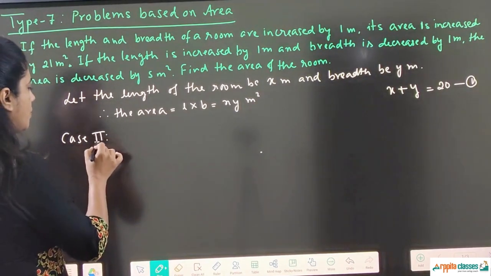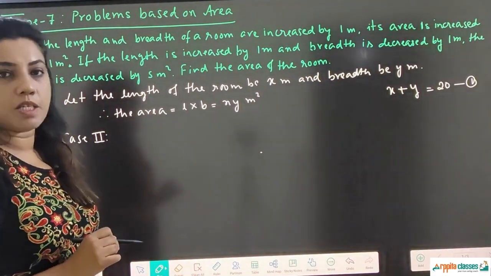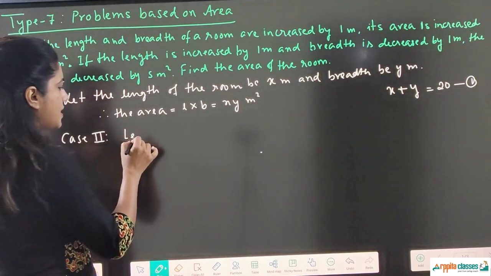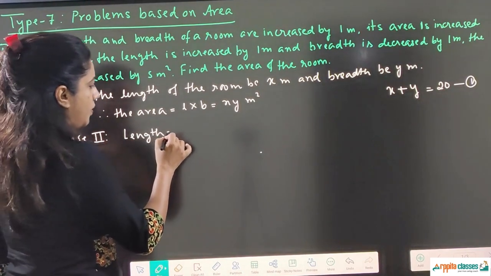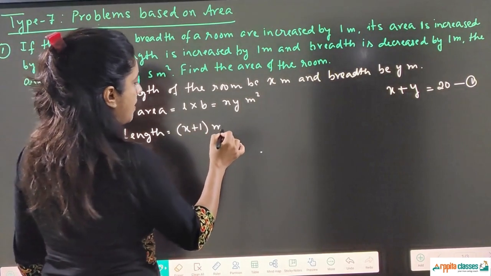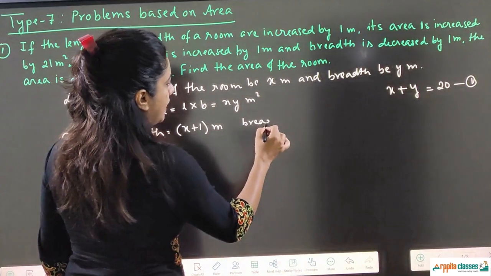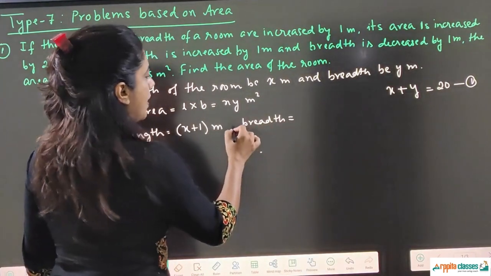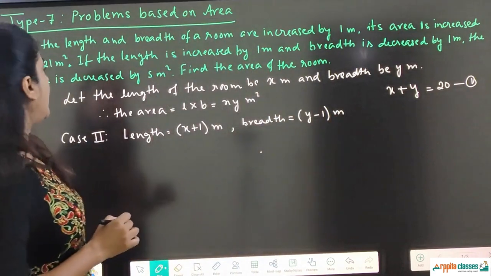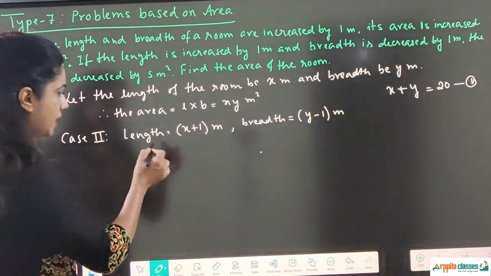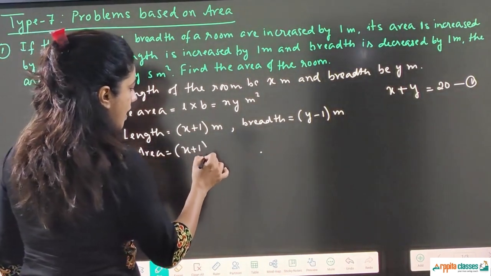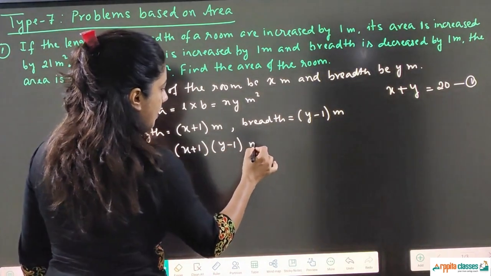Now the case 2. If the length is increased by 1 meter and breadth is decreased by 1 meter. So first we'll find out the length. Length is increased by 1 meter, so x plus 1 meter, and breadth is decreased by 1 meter, so the new breadth is y minus 1 meter. The area is decreased by 5 meters square. In this case, what is the area? Let us see first. The area is x plus 1 into y minus 1 meter square.